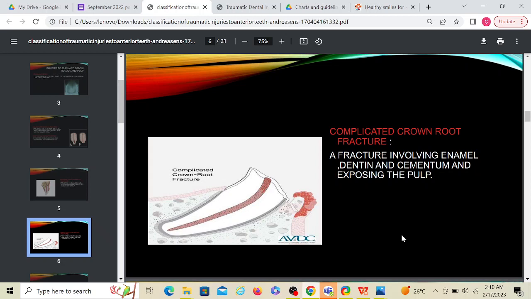So what is complicated? Half of the crown has just fractured and a part of it is inside the gum and the bone, and there is a little bit of bone fracture as well. This is a complicated crown root fracture. Now, depending on the situation, sometimes you have to extract the complete tooth, but sometimes you can save it.